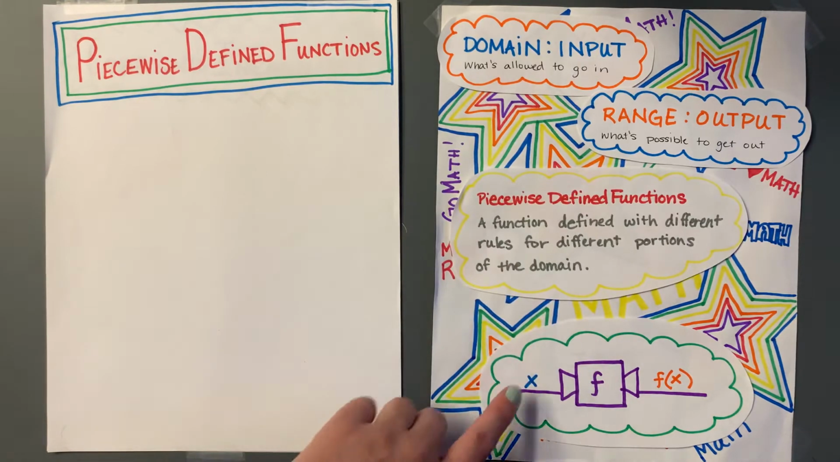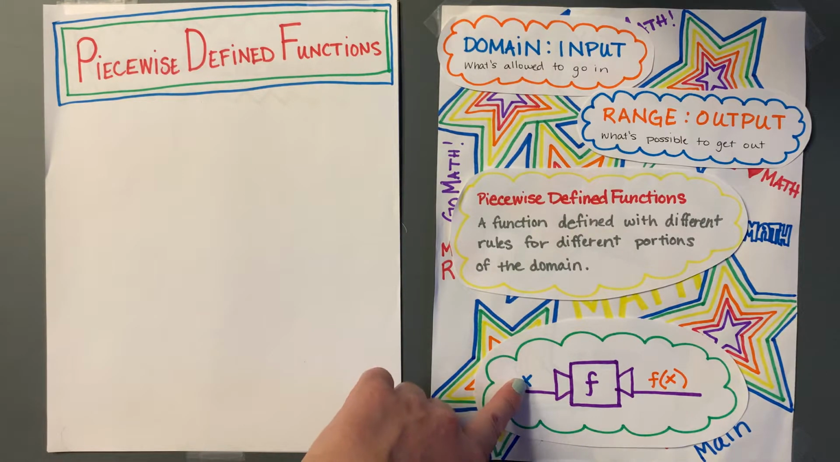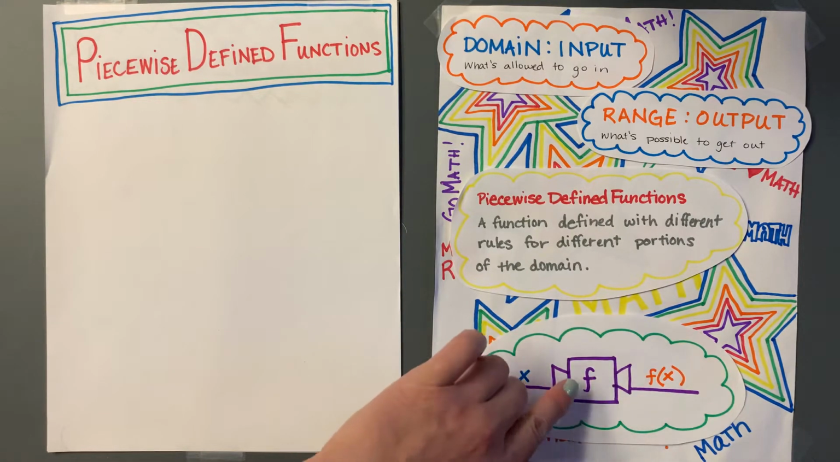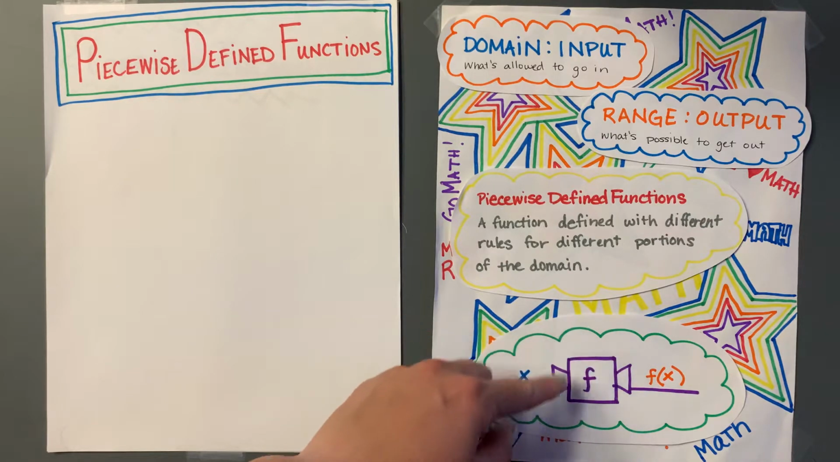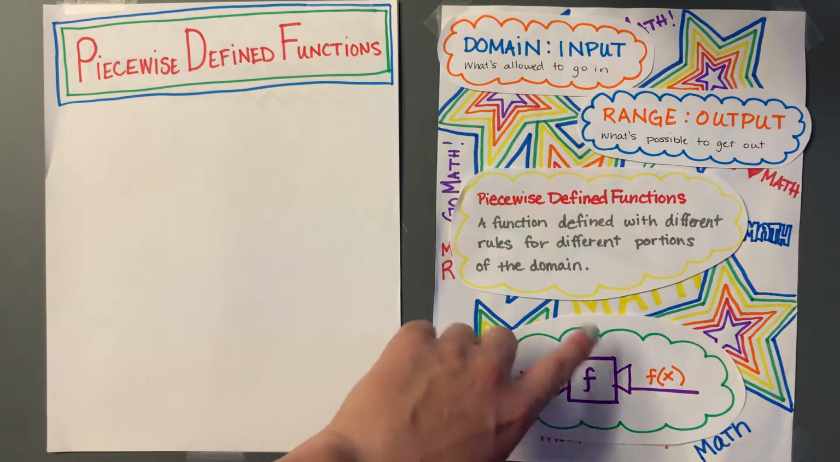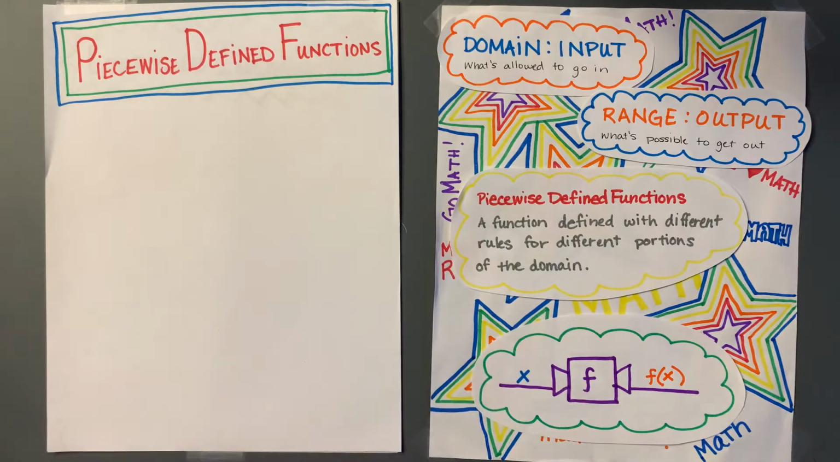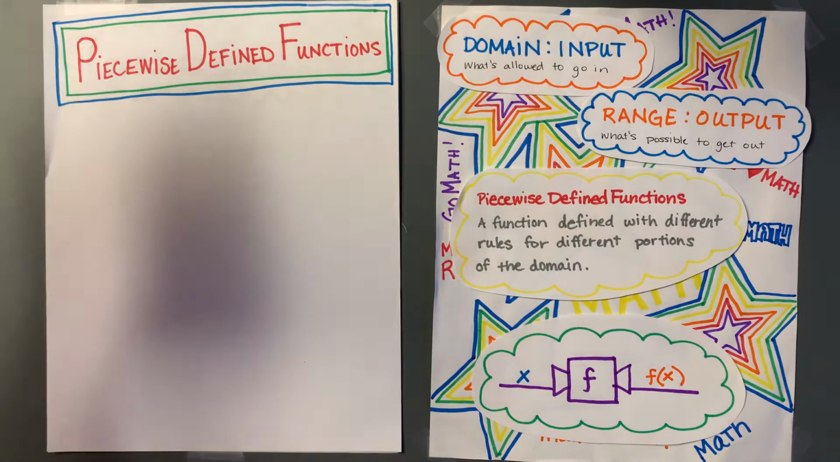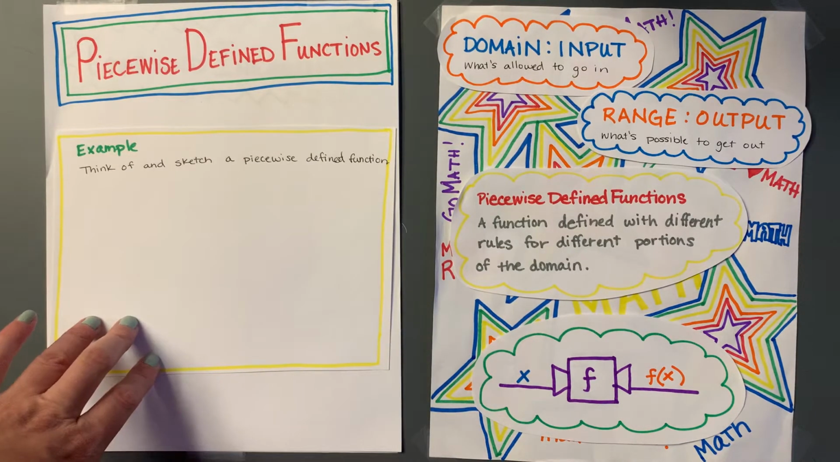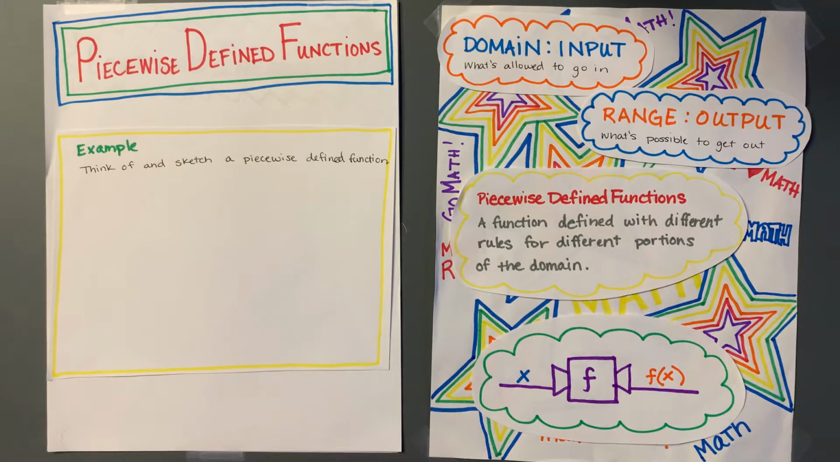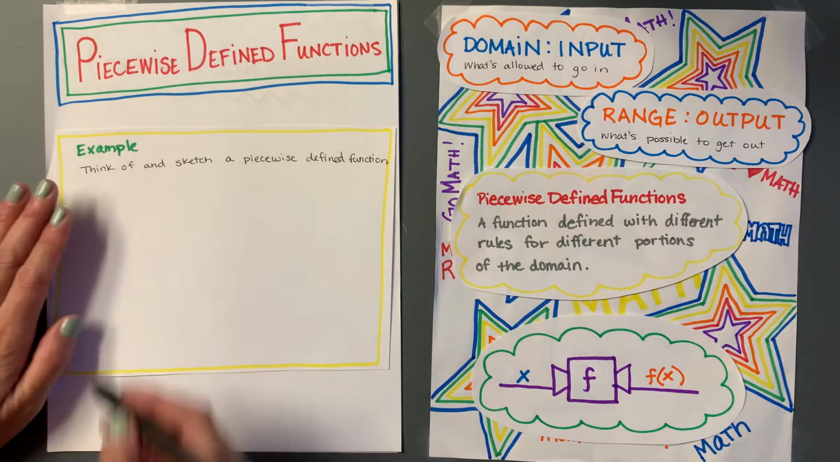So what's going to end up happening is I'm going to have my inputs go in, and then depending on what the input is, it may get a different rule applied to come out. So I'm going to walk us through an example. And when I'm done, I want you to pause and think about an example of a piecewise defined function that you could come up with and that you could write.